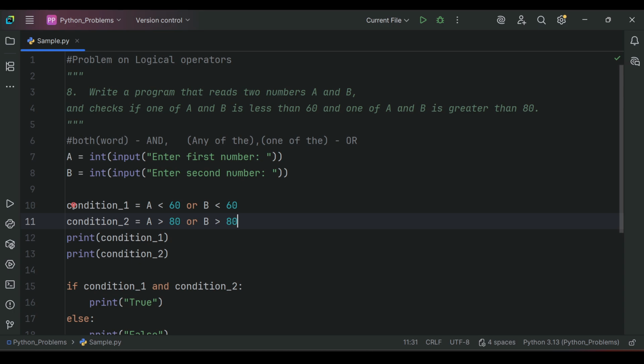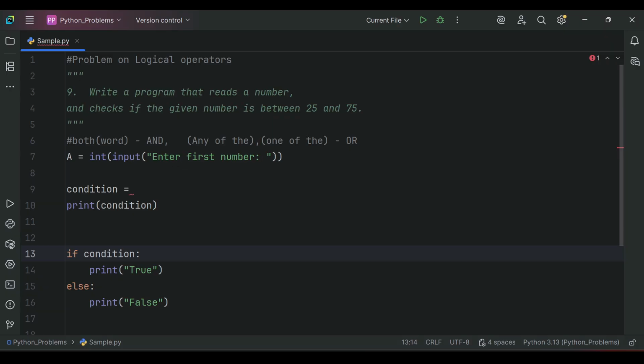Next we will see another one. Hi friends, now we see the ninth problem. Write a program that reads a number. Here I am taking only one number and checks if the given number is between 25 and 75. What is it asking here?